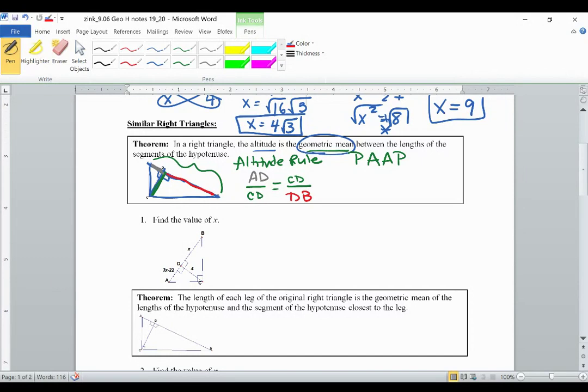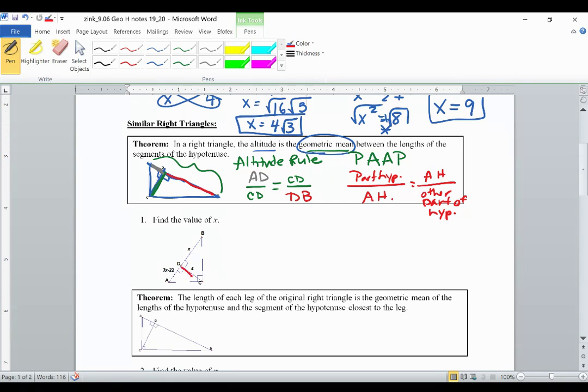So anytime you see this and you're looking for the altitude or you're given the altitude, you want to think: part of your hypotenuse, so we're talking about the large triangle, over your altitude equals your altitude over the other part. Maybe you call it PAAOP, P-A-A-O-P, other part of the hypotenuse, meaning these two segments, the gray and the red segments right there. Okay, so let's try one of these.